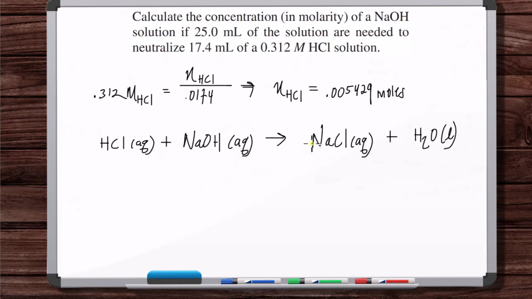Okay, but now we're not done. We need to balance this. So you've got two H's on the left, two on the right, one oxygen on the left, one on the right. Sodium. Okay, yeah, this is balanced. So there's the molecular equation. So now we've got this here.